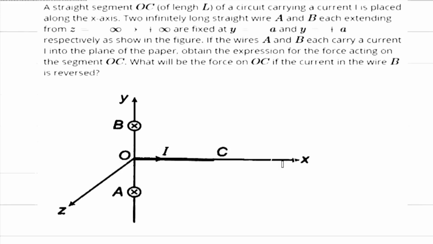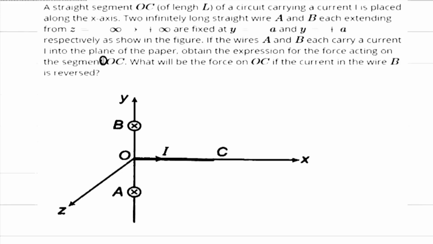All the details which we have read out are present in the diagram. You can see OC as one element, and along that the current is flowing. They have mentioned about it. A and B extend along minus infinity to plus infinity, and they are along the y-axis. Everything is shown. If the wires A and B each carry a current I into the plane of the paper, obtain the expression for the force acting on the segment OC.